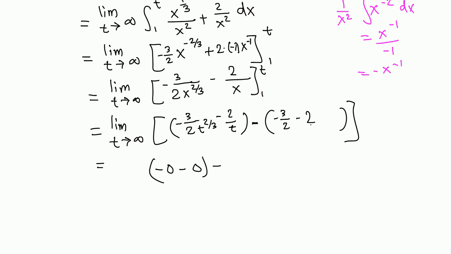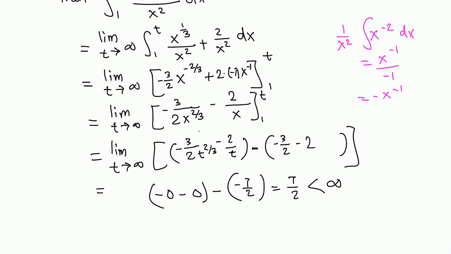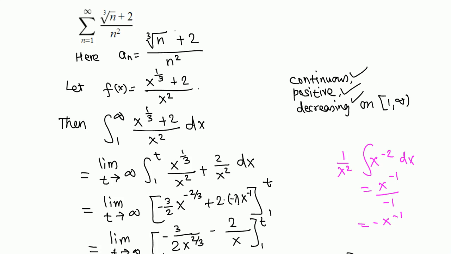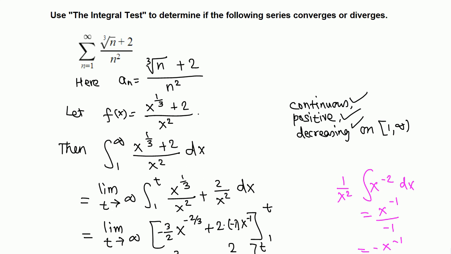Minus, there is no t involved, so negative 3/2 minus 2, both are minus, negative negative, so we can add. 2 is the same as 4/2, negative 3/2 minus 4/2, negative 7/2. So with negative 7/2 and the leading negative, negative negative positive, we have just 7/2, which is a finite number. That means this improper integral converges. In turn, this series converges. So I will write here, this series converges using the integral test. Here is the proof, or here is the workout.